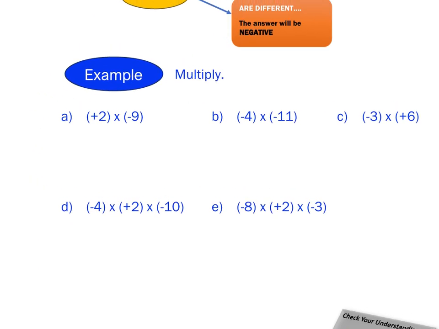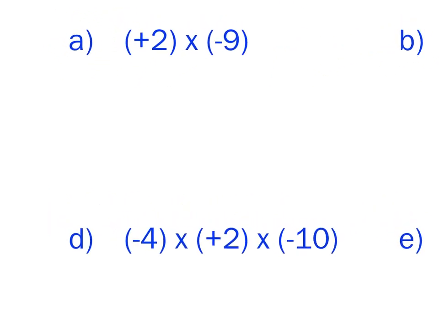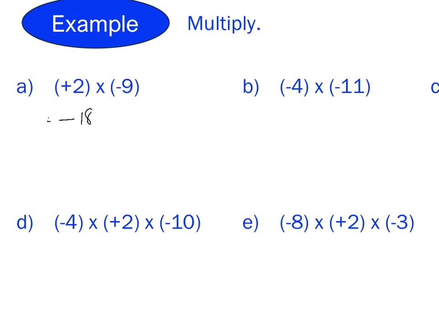All right. So start off with this one right here. It would be helpful if we dealt with the signs first and then the number. So are the signs the same or are they different? So the answer will be negative. And 2 times 9 is? 18. So it's negative 18. No work other than that, just negative 18, and we're good to go. Okay?